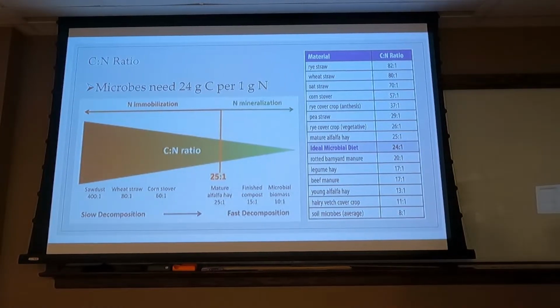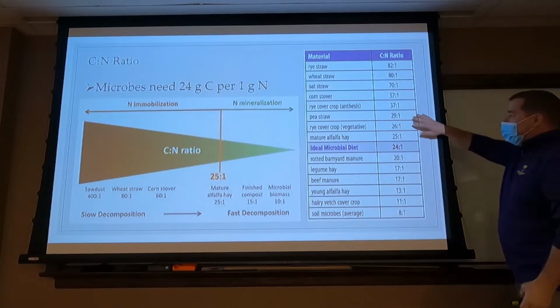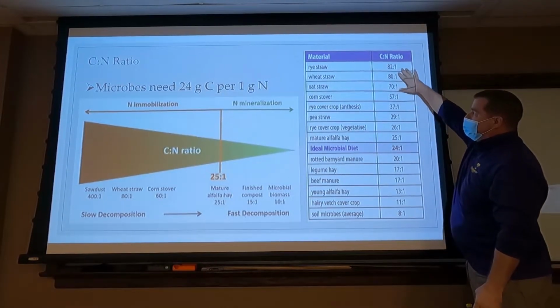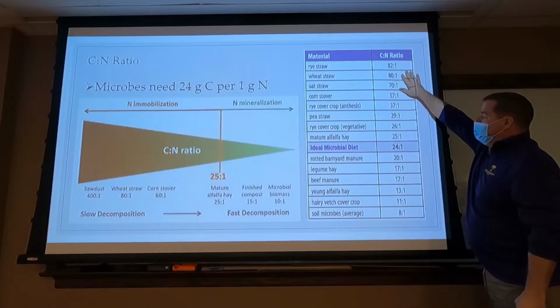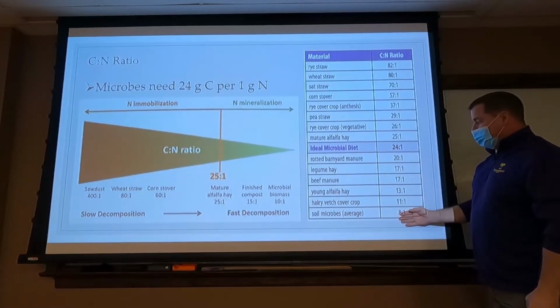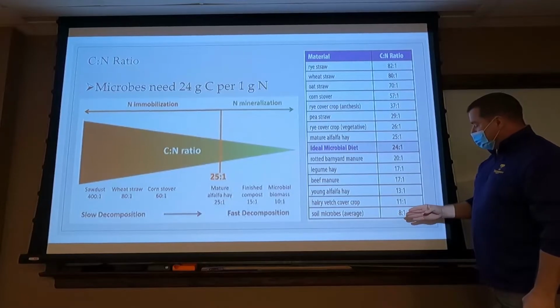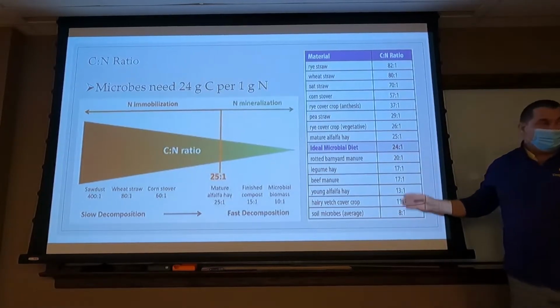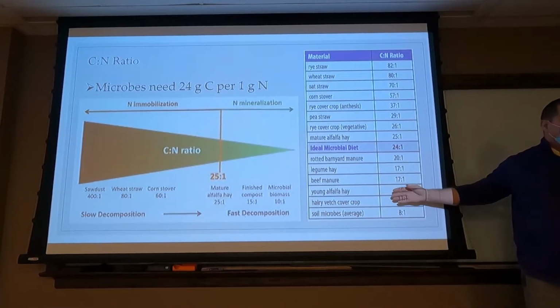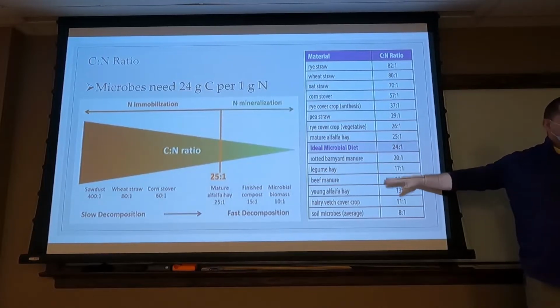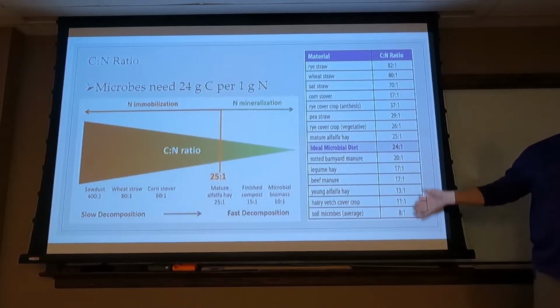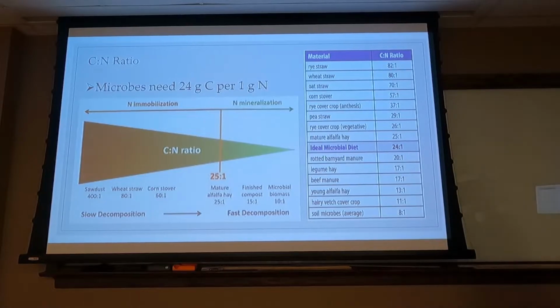Added organic, man. 24 to 1 is about the middle. Anything greater than that, we're getting net immobilization. So as we start to move up the table, immobilization. As we start to move down the table, mineralization. And we're going to talk about this in about a couple hours, okay? Because this is leading into the discussion that we'll have in soil and water.